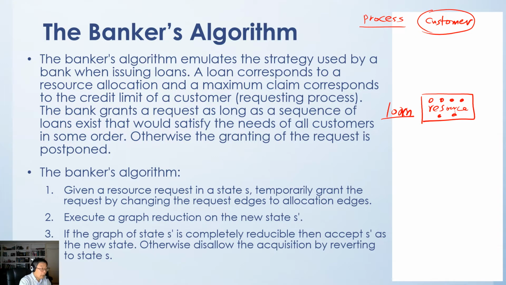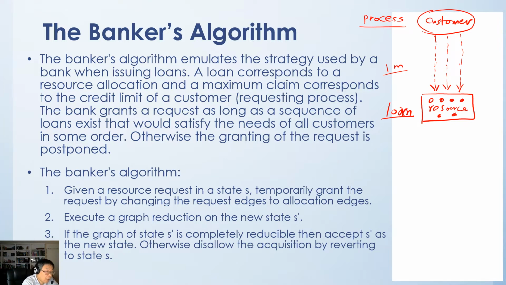Now, for each customer, the maximum claim is the credit limit. So, for example, this particular customer has a couple of claims, 1, 2, 3, 4. Suppose each claim represents 1 million. Okay, so this customer can potentially borrow $3 million from the bank, for buying a house, buying any business or anything like this.